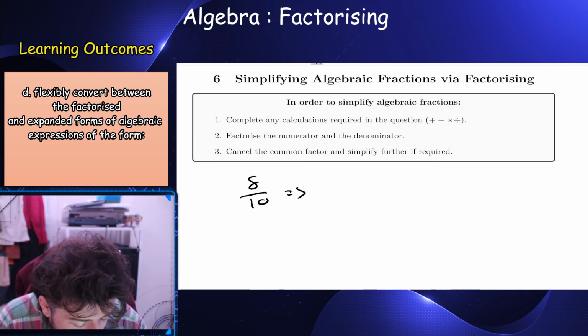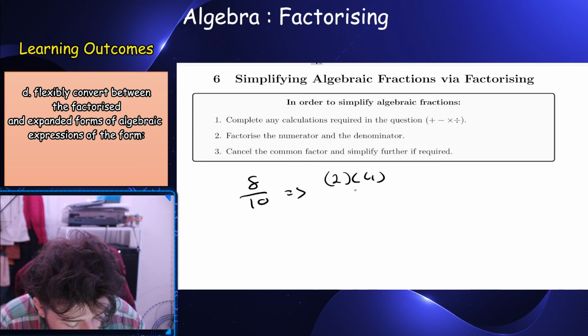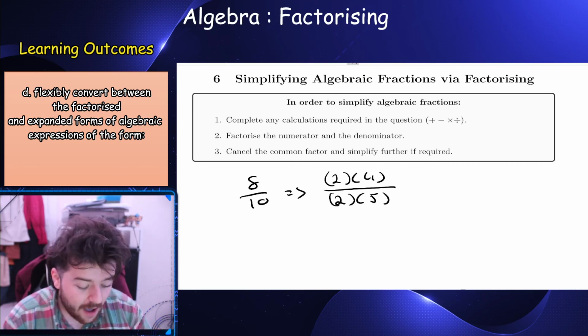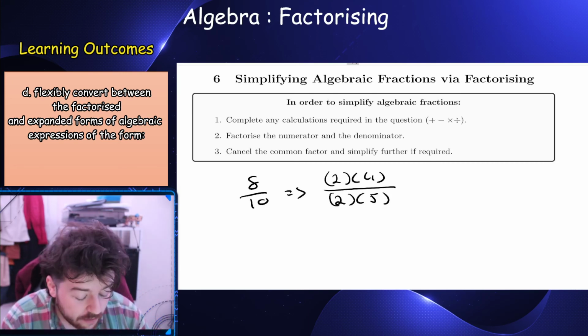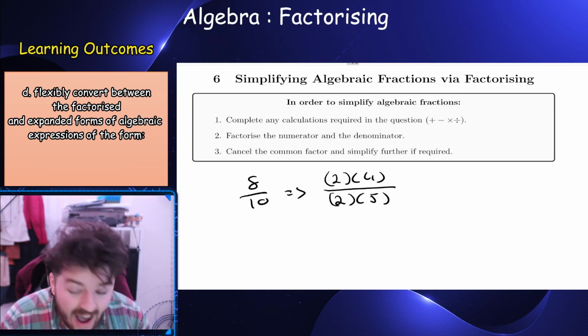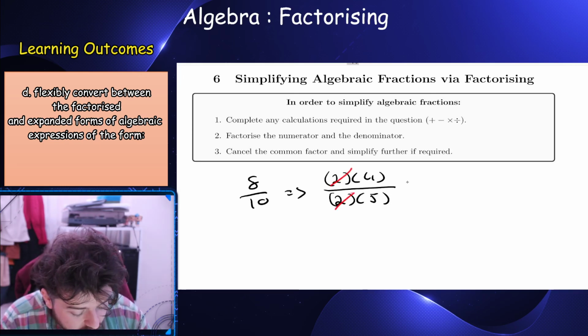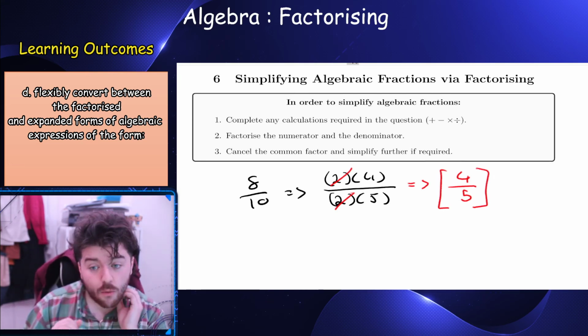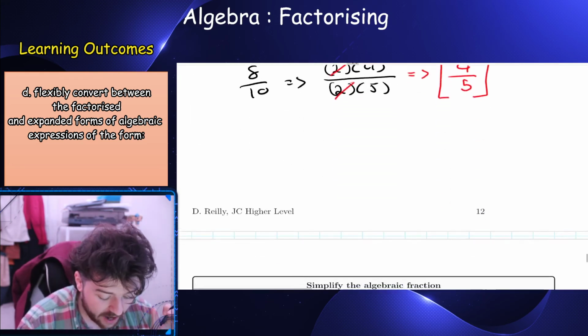So here, what do you have in common? Do you have a 2 in common? So in the top, I have 2 times 4. On the bottom, I have 2 times 5. So I factorize the top, factorize the bottom. I'm cancelling out the factors they have in common. They have a 2 in common here. So I'm then just going to be left with 4 over 5. That's it. And that's how it works as well with algebraic fractions.